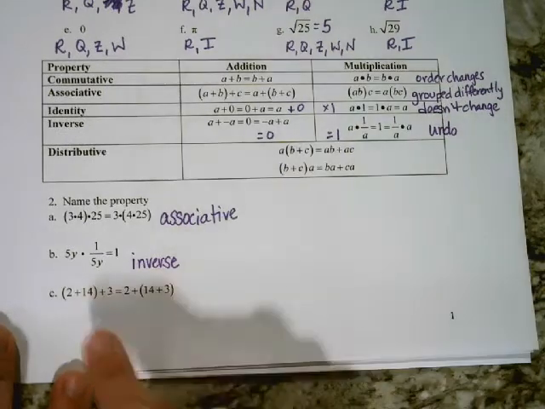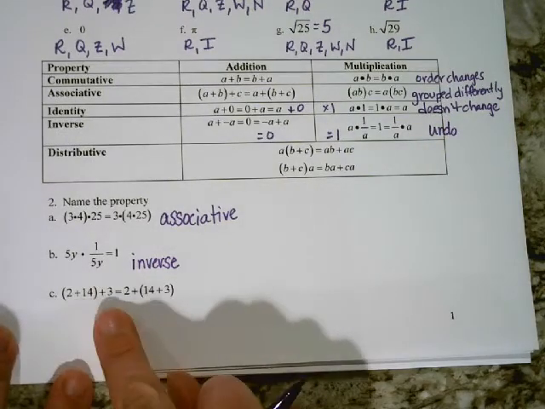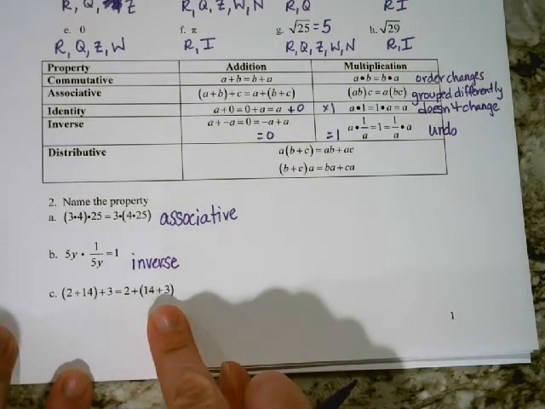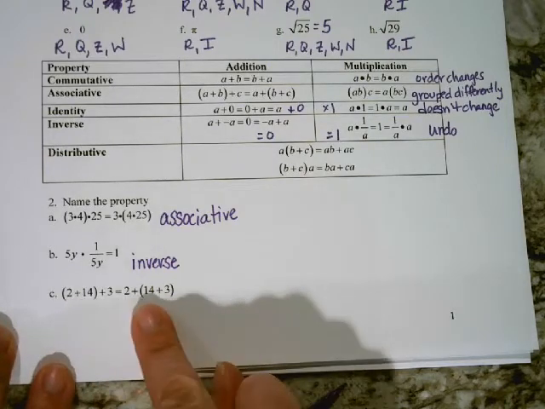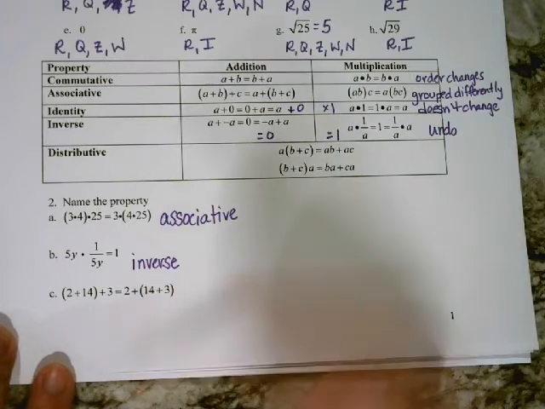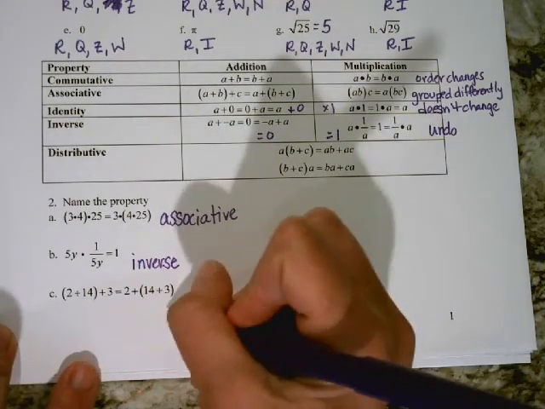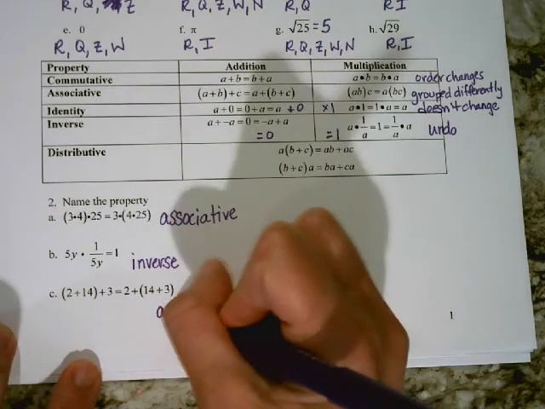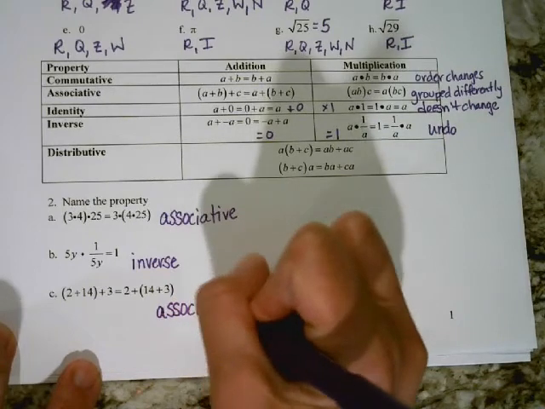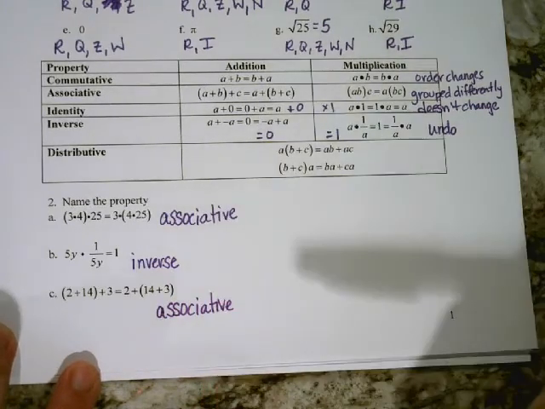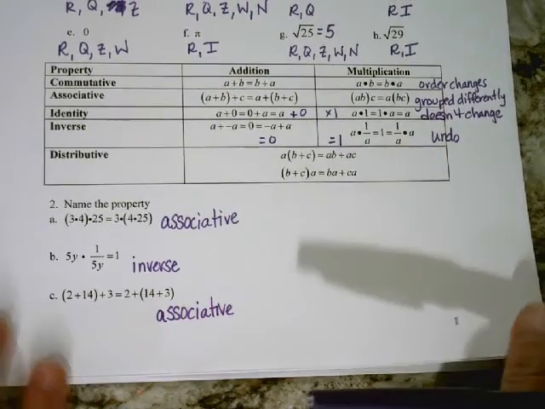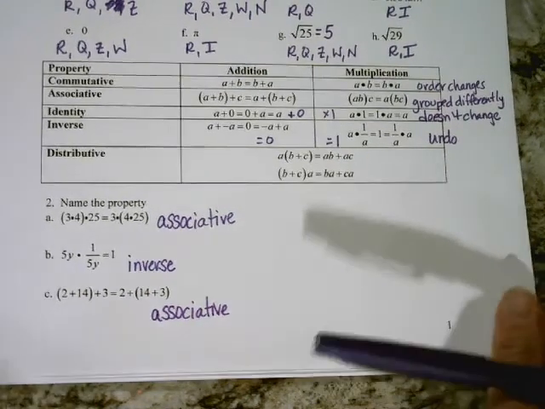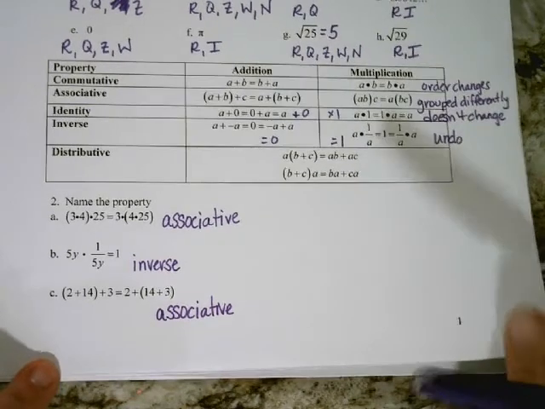Letter C, I'm going to check my order first. 2, 14, 3, 2, 14, 3. Okay, it's not commutative. I have 2 and 14 grouped together on the left side. The right side I have 14 and 3 grouped together. So this one is also associative. Technically, like I said, it's the associative property of addition, but if you can identify it as associative, again, I'm a happy lady.